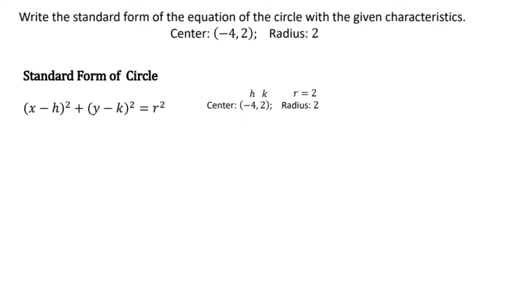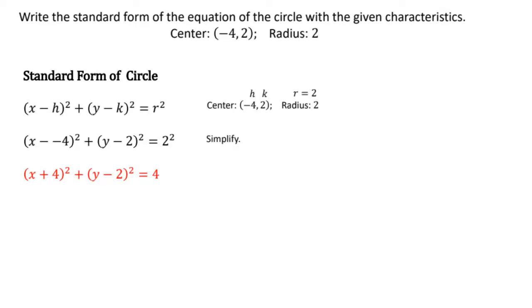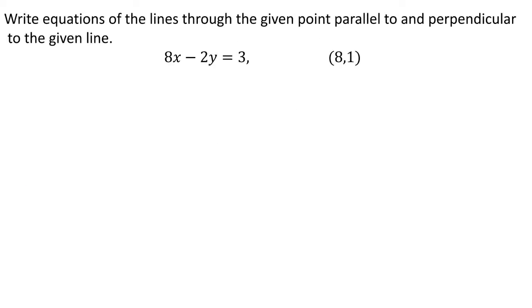So what we need to do is plug in the values that are given. Our center is negative 4, 2, so that's our h and k. Our 2 is for the r. And then we just simplify. When we simplify, we end up with x plus 4 squared plus y minus 2 squared is equal to 4. Okay. All right, let's look at this example.